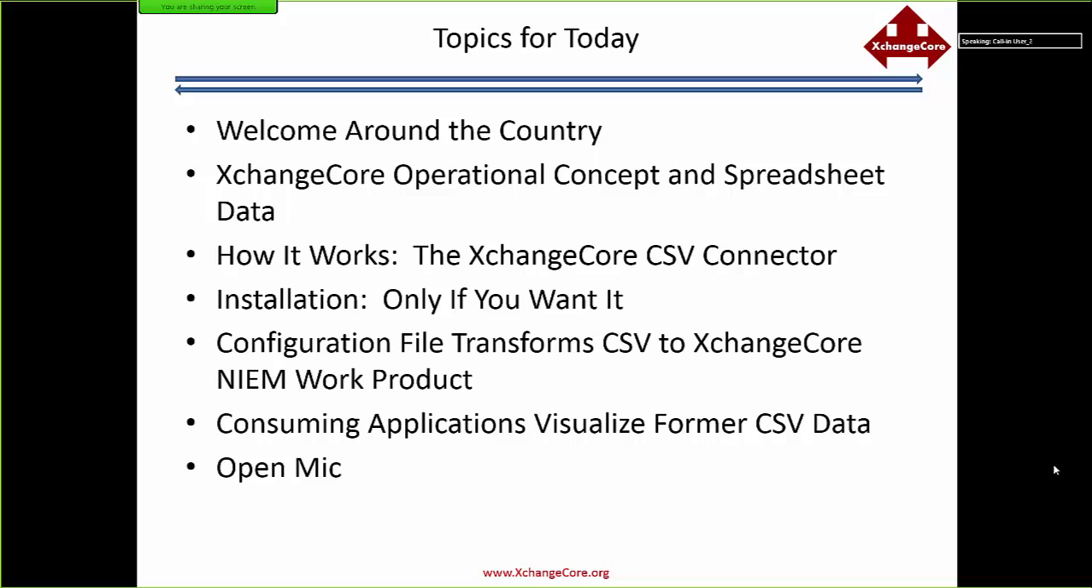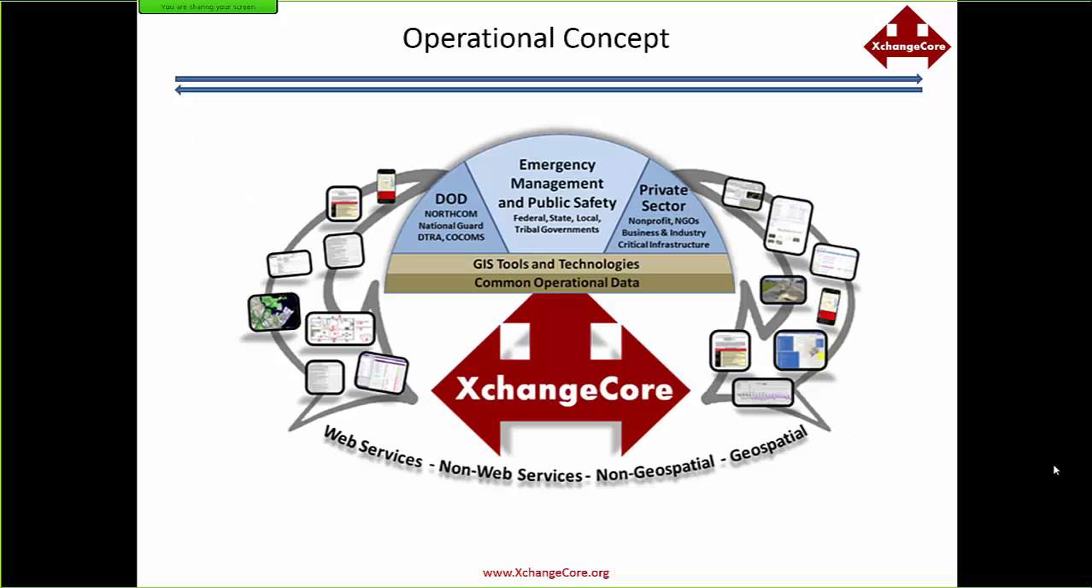All right. Well, what we're going to do today is talk very briefly about the XchangeCore operational concept and where spreadsheet data fits into that. Then go through how it works, the CSV connector that has recently been released, how you install it if you want to, but also describe the fact that XchangeCore community hosts a version of this that anyone can use. Talk a little bit about the configuration file that is really the magic that makes all of this happen and how easy that is for you to edit. Looking at how applications consume that data, and then talk about how you can get all of this and begin making use of it. So without any further ado, let's get started.